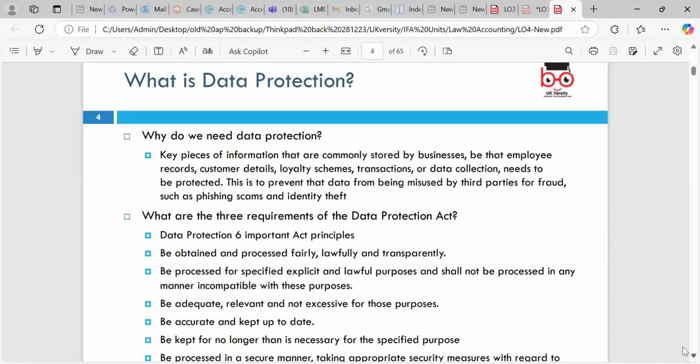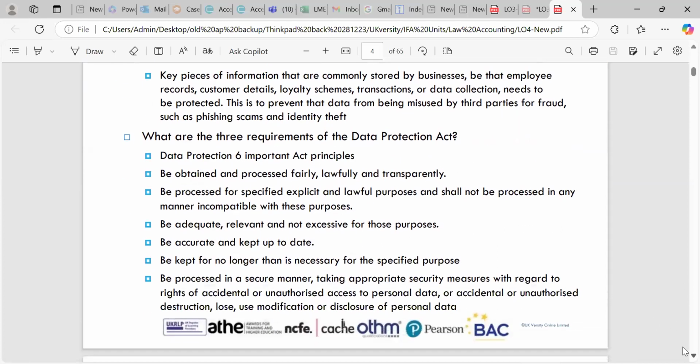We obtain and process data fairly and transparently. We need to look at explicit and lawful purposes. Data must be adequate, relevant, and not excessive. It needs to be accurate and kept up to date. It must be kept for no longer than necessary for the specific purpose, and be processed in a secure manner. These are the 6 important principles of data protection, or we can say 7 principles. It used to be 8 principles, because some of them have been merged together. So that is what we need to follow under the new data protection law, GDPR 2018.